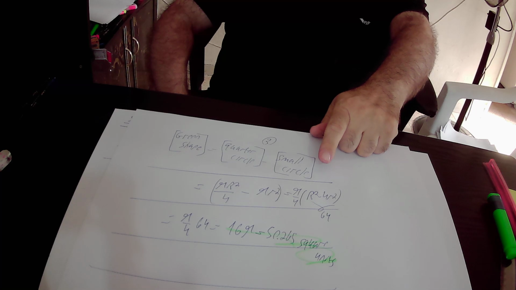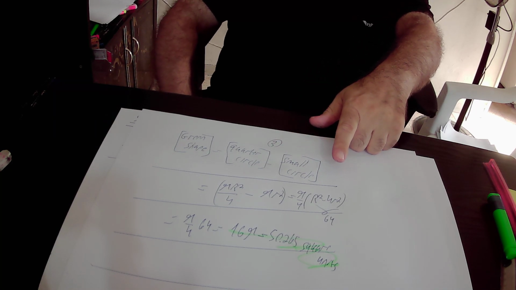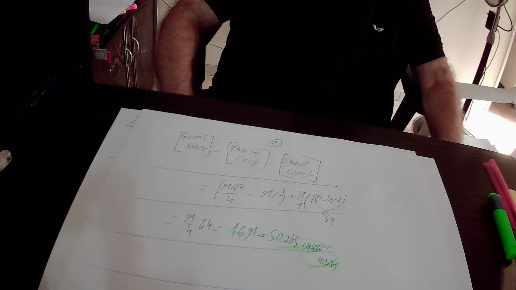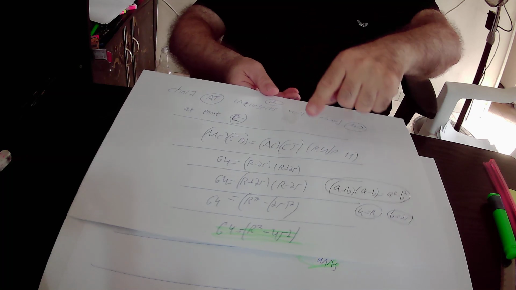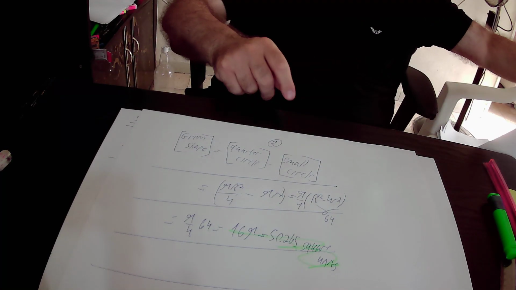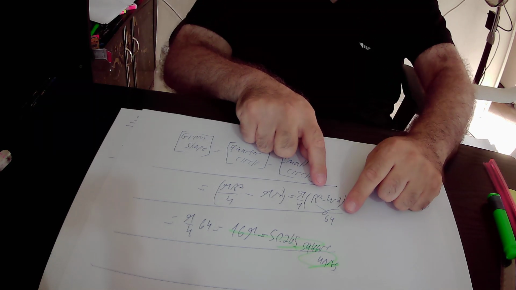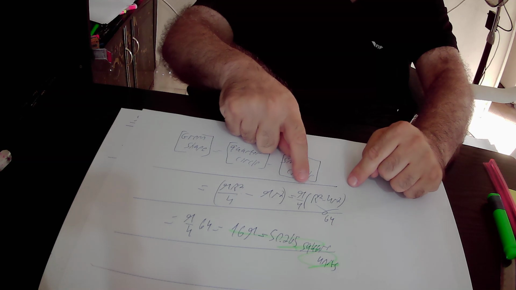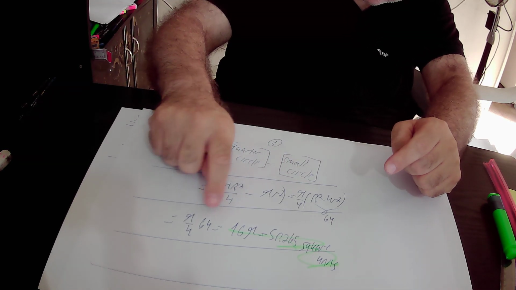Then we took pi over 4 as a common factor out of those two expressions, so inside the brackets we are left only with capital R squared minus 4R squared. But we already found out that capital R squared minus 4R squared equals 64, therefore we can substitute it by 64. We did it, and we got that this expression in total equals pi over 4 times 64. 64 over 4 is 16.